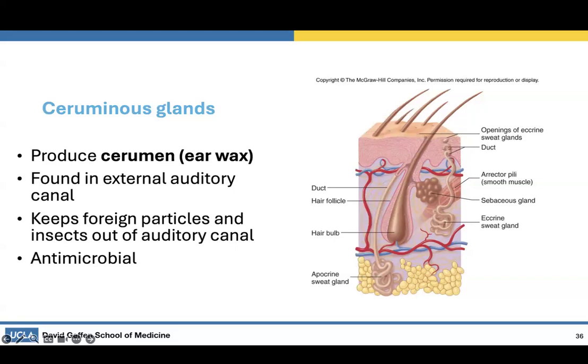Ceruminous glands are a type of modified sweat gland in the ear that produce cerumen, a component of earwax. These are found in the external auditory canal and designed to keep foreign particles and insects out of the auditory canal. They also have antimicrobial properties, which is why it's important that cerumen exists in the ear canal and that all of it should not be removed.